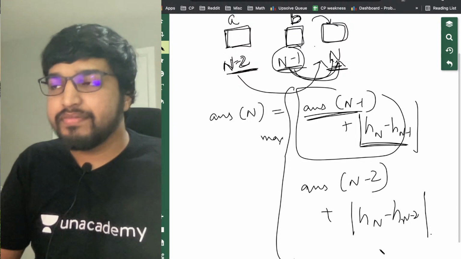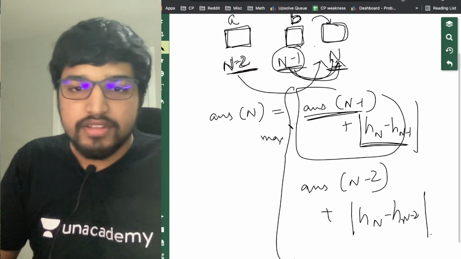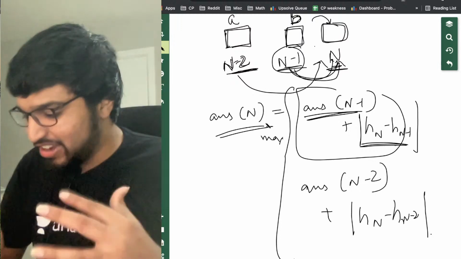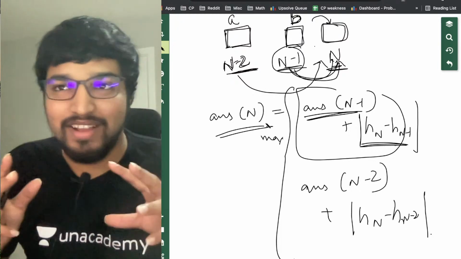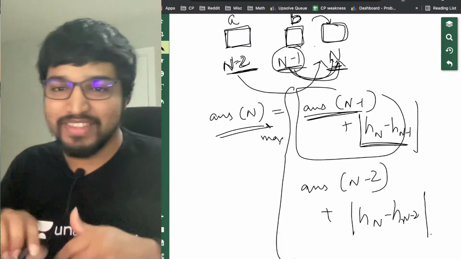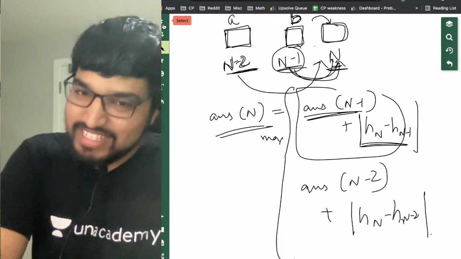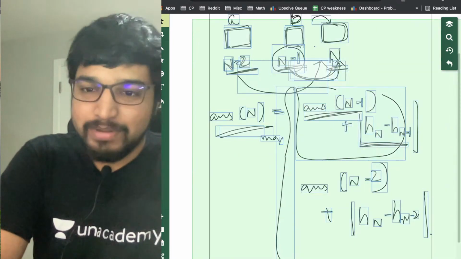Isn't it? That's it. That's our recursive formula. In dynamic programming, we just need to make the recursive formula and things will all fall into place by itself. Let's look at what we did again with an example.